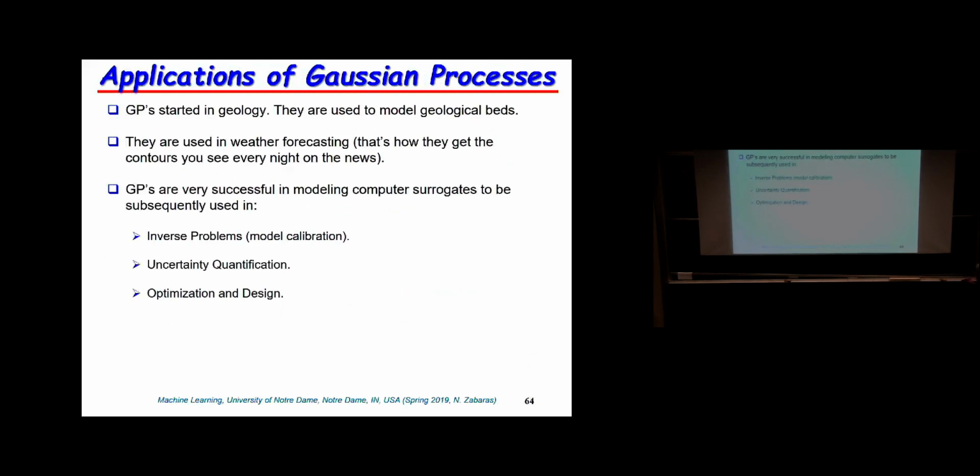I don't have to tell you this, but Gaussian processes are used as surrogate models in high dimensions. These days everybody does Gaussian processes, even if we don't really understand what the Gaussian process is, because it's very simple to implement. It's the most trivial probabilistic model for doing surrogate modeling. So you can use it for inverse modeling, for uncertainty quantification, for optimization, design, and all the likes.